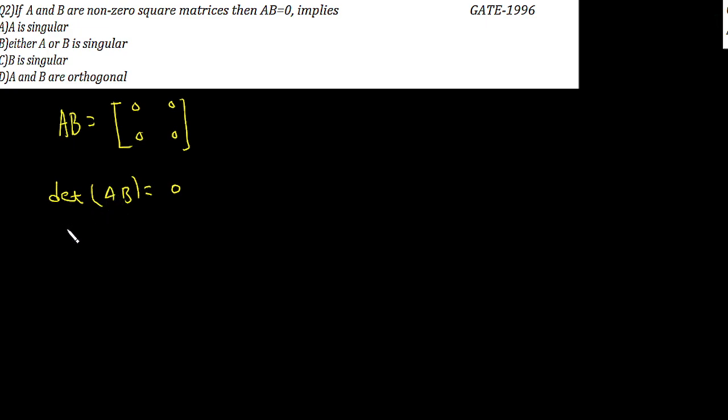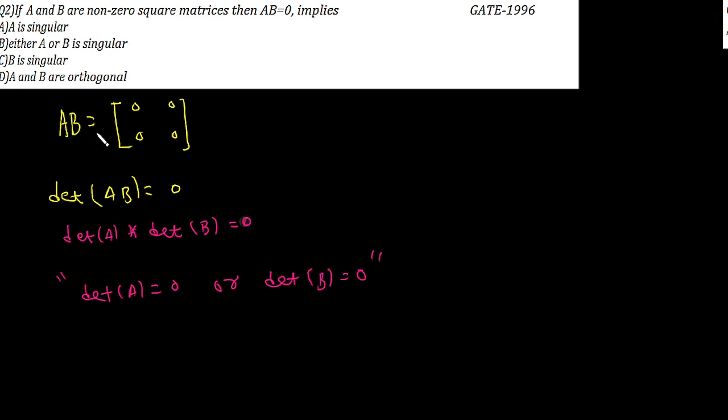So we can write the left hand side as the determinant of A times the determinant of B, and we already have 0 on the right hand side. To get the 0 on the right hand side, at least either the determinant of A or the determinant of B will be 0. So we can say either the determinant of A equals 0, or the determinant of B will be 0. Now this is the necessary condition for the multiplication AB to be null.